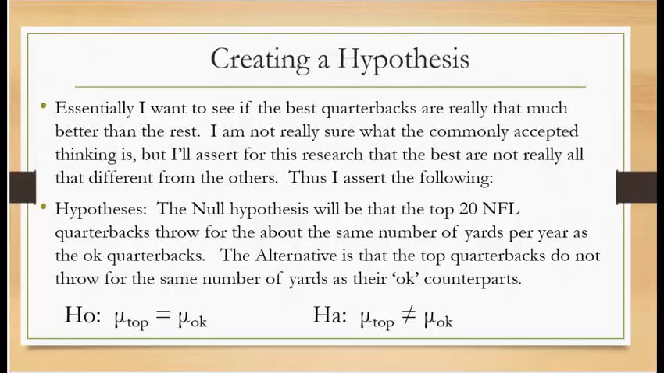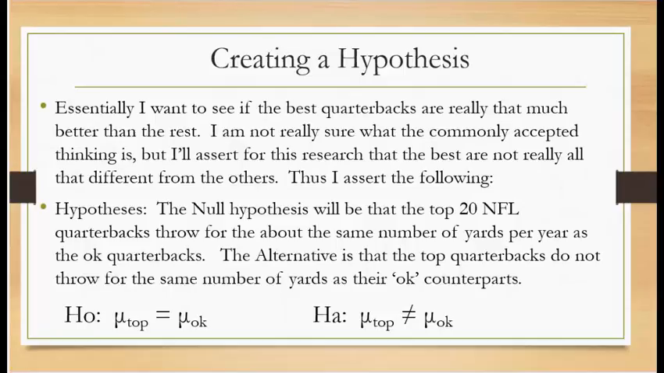So here's the way I did my hypothesis. The null hypothesis will be that the top 20 NFL quarterbacks throw for about the same number of yards per year as the OK quarterbacks. And the alternative is that the top quarterbacks do not throw for the same number of yards as their OK counterparts.